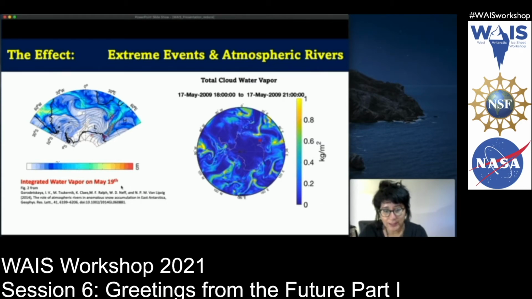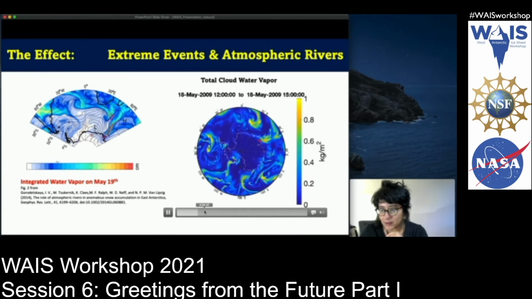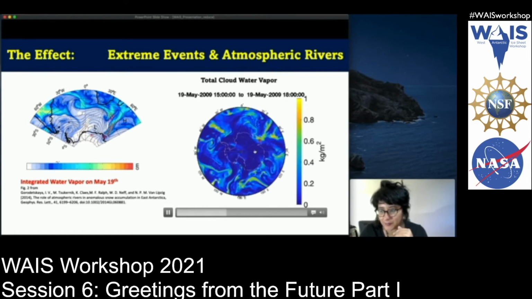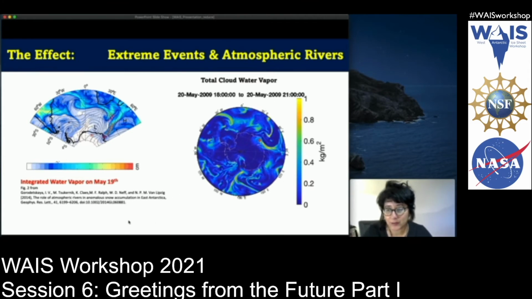What I'm pointing out here is a figure from Gorodetskaya et al. 2014 that discusses an atmospheric river event that occurred on May 19, 2009. I'm pointing out right here, that's where it landed, and this is from ANSI outputs. I want to point out the same point over here, and this is total cloud water vapor. And it's about to land right there. So mostly I'm just showing this to point out that the enhanced resolution has the potential to do a better job at capturing atmospheric rivers.